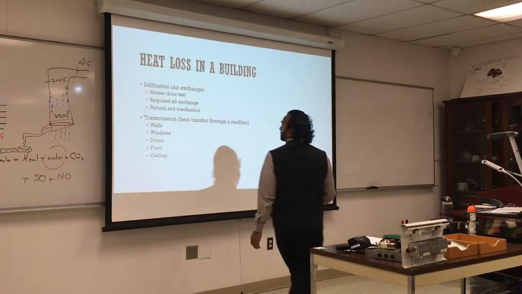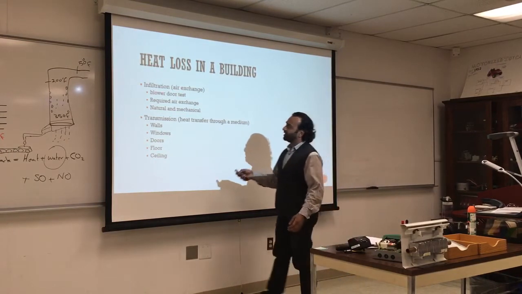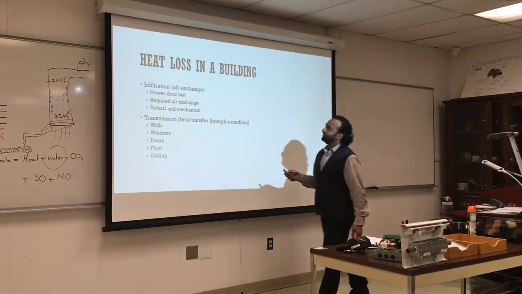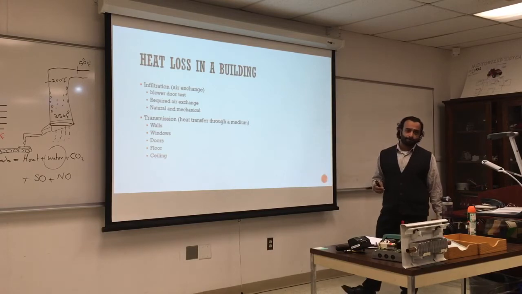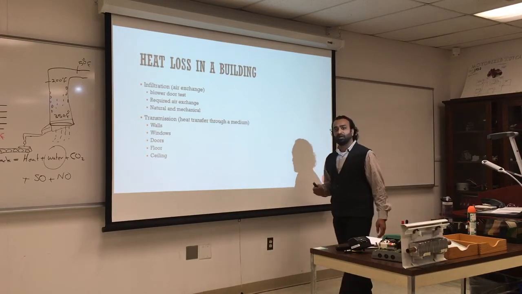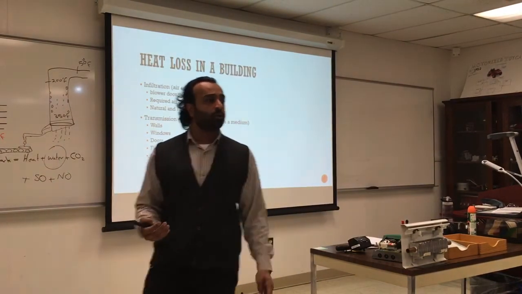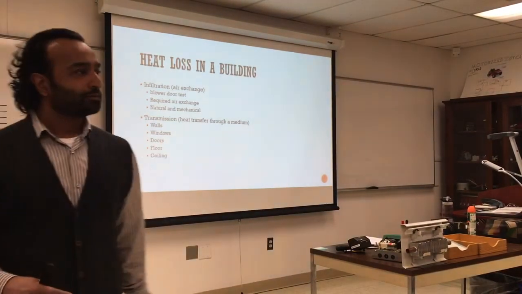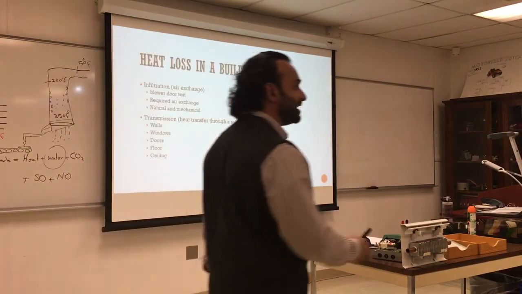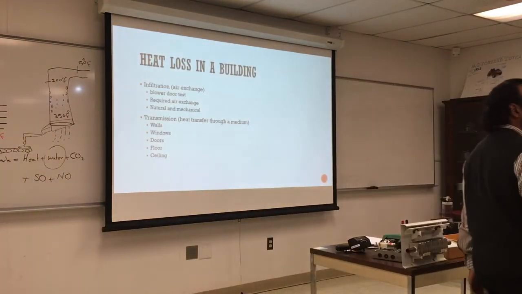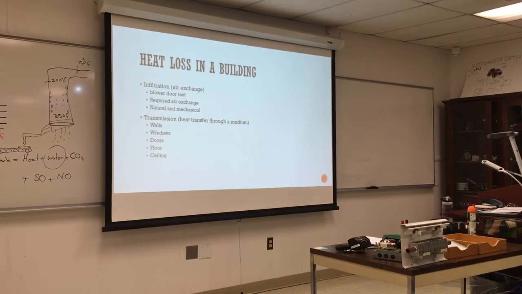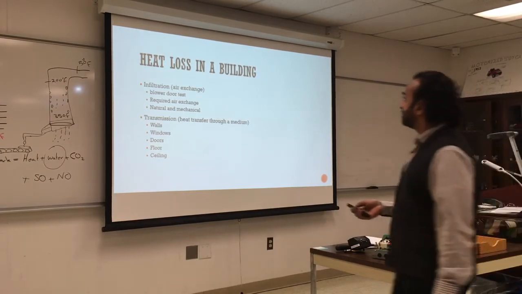Okay, heat loss in a building, we say it's two things: infiltration and transmission. Infiltration is air exchange. You have air coming from the outside to the inside, inside to the outside, and they are at different temperatures, which means they will average out. If the air inside is 70 and the temperature outside is 0, what will be the average temperature between 70 and 0? 35, which is the average. So it's going to average out.